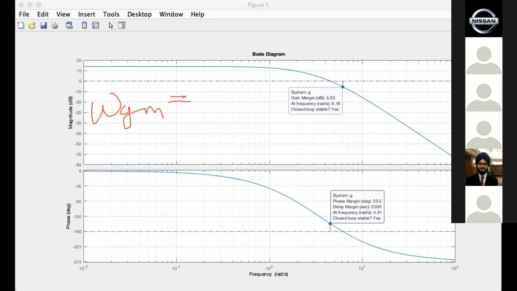I don't know. Telpelgil, where are you? His phone is connected. Can I answer on his behalf? He has a problem with internet. So what is the value? 6.02, sorry, 6.16 radian per second. 6.16, yeah. 6.16 radian per second, Raja.